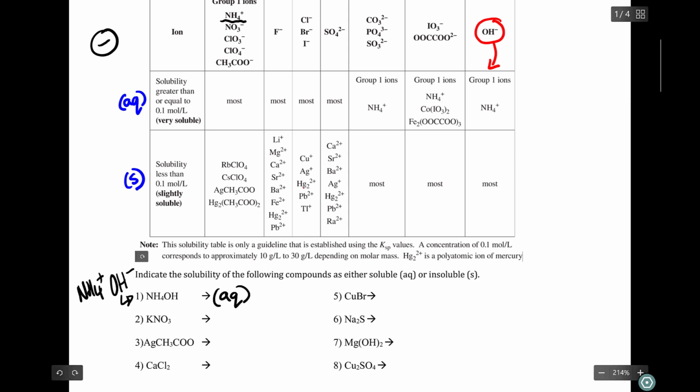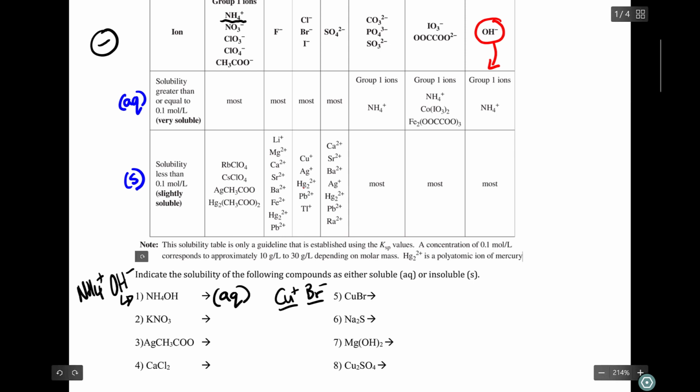Now let me pick a different one here that might not be so soluble. Having a look at number 5, maybe I'll do this one. So I got 2 ions in this compound. I got copper 1 and I've got bromide. Now I understand that this is copper 1 because bromide has a 1 negative charge, and there's 1 of each, which means their charge balances. This must be copper 1.